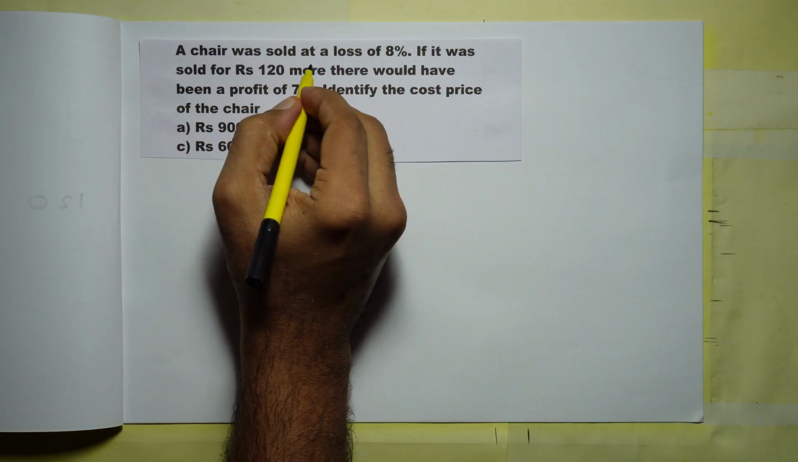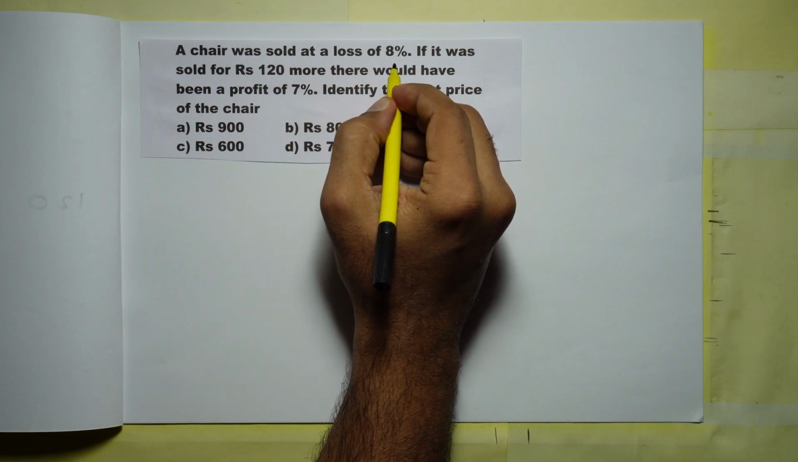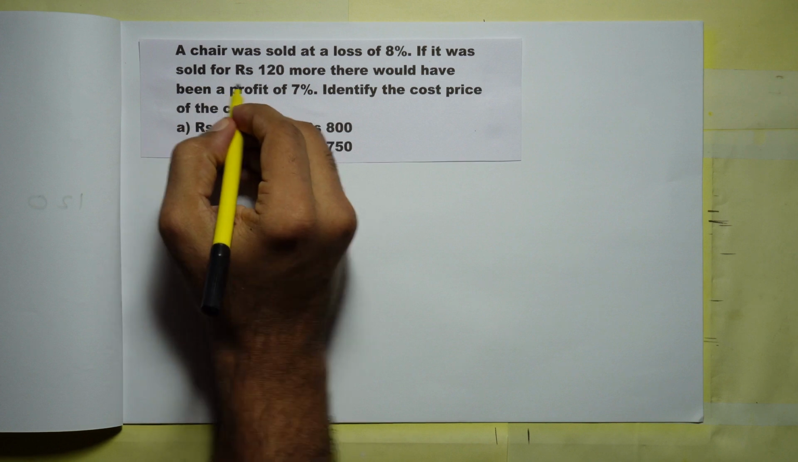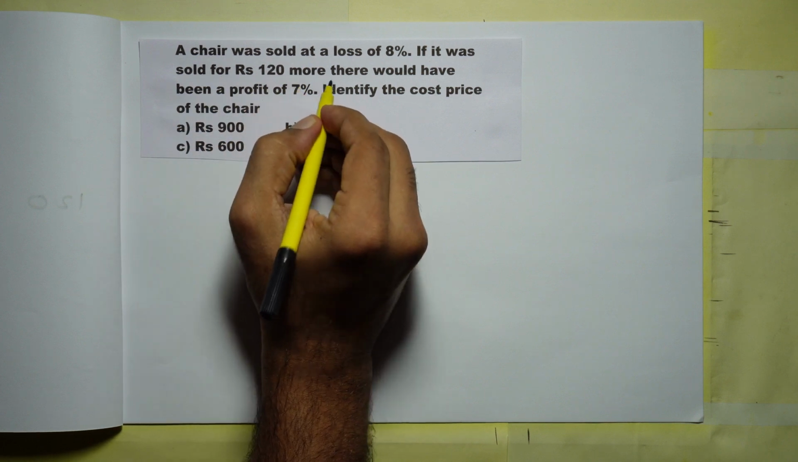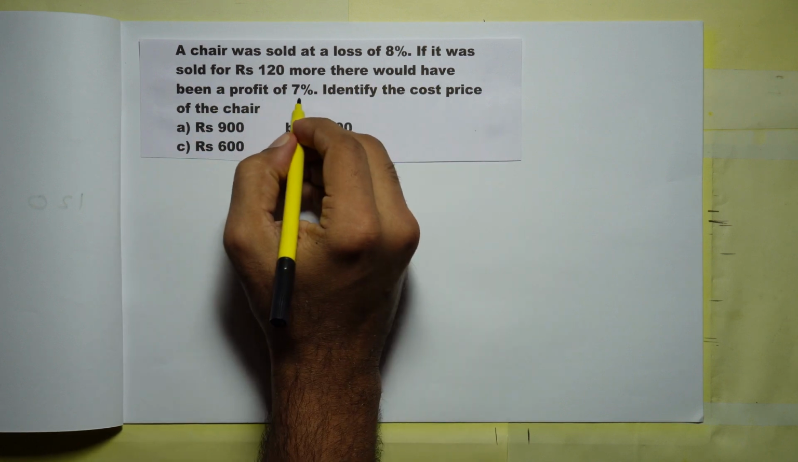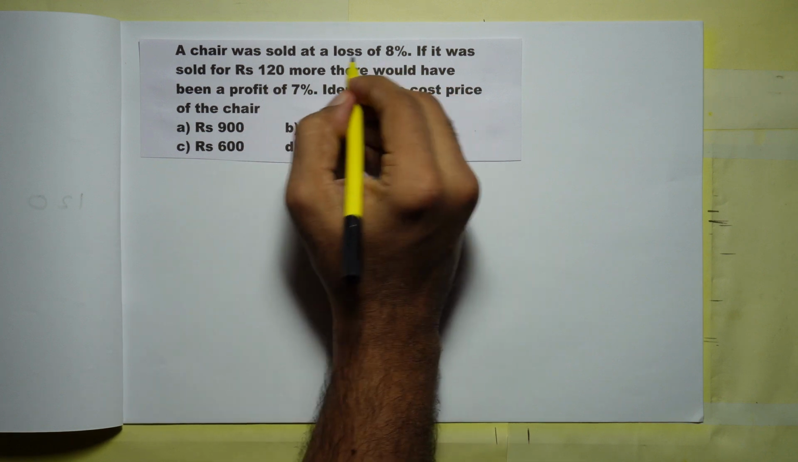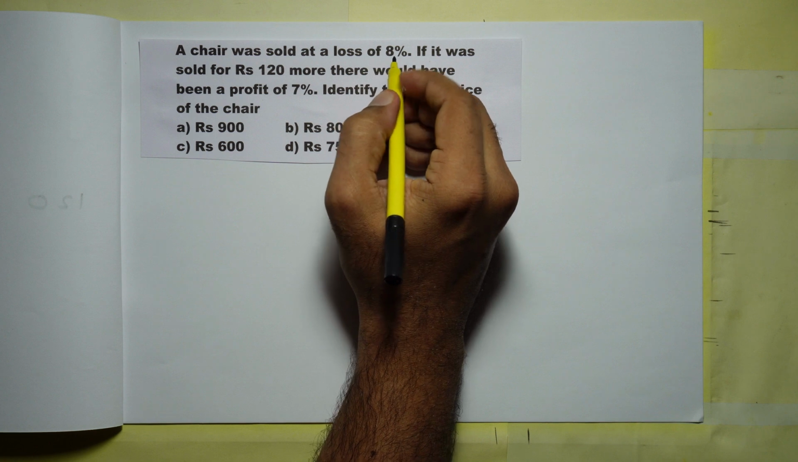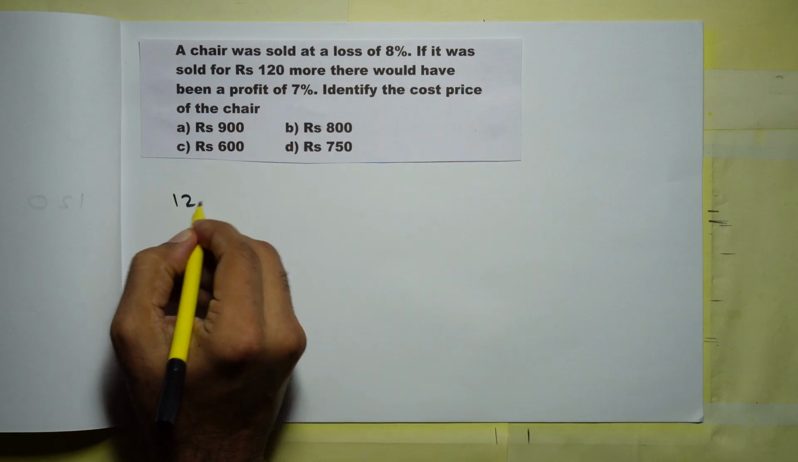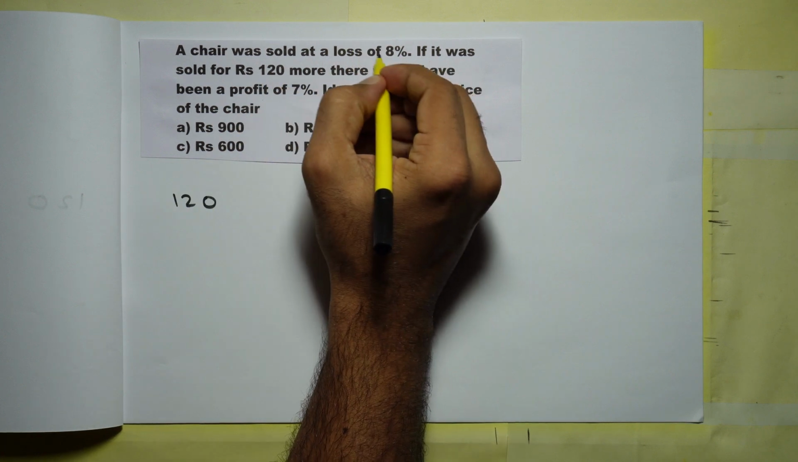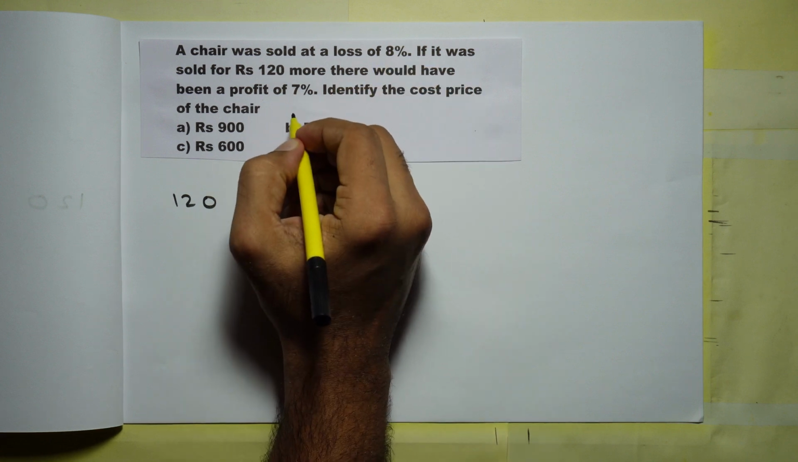A chair was sold at a loss of 8%. If it was sold for rupees 120 more, there would have been a profit of 7%. So initially it was sold at a loss of 8%. So if you had got an extra 120, instead of 8% loss, there would have been a 7% profit.